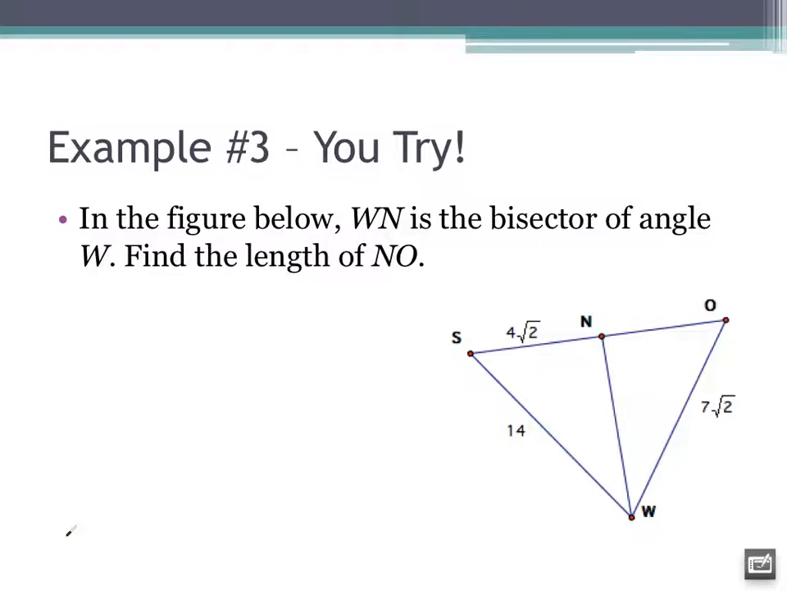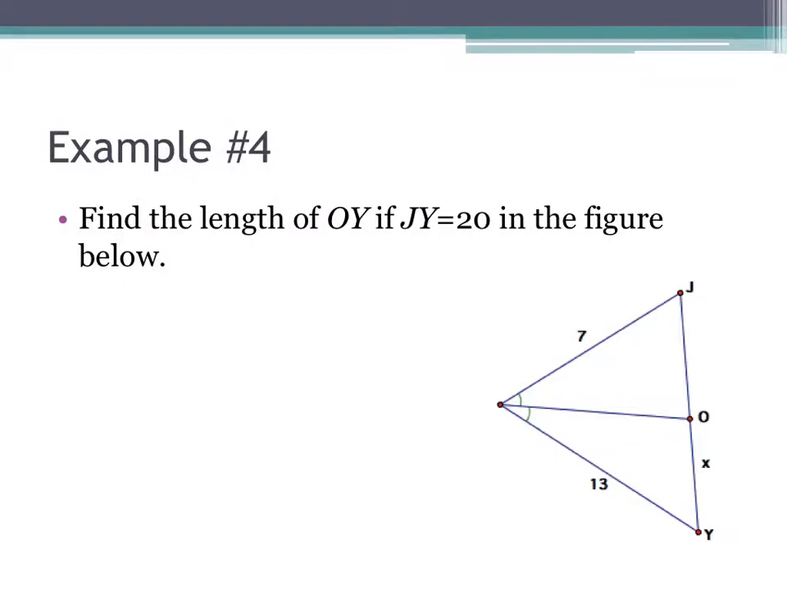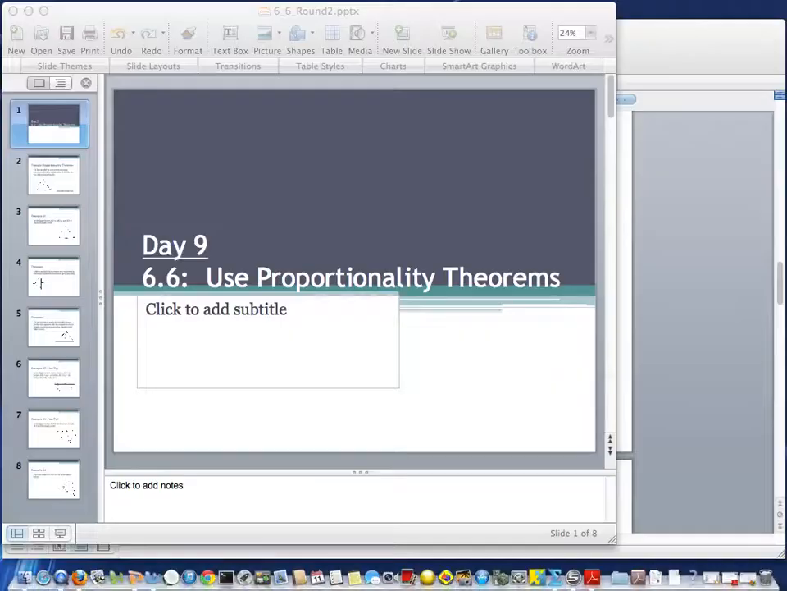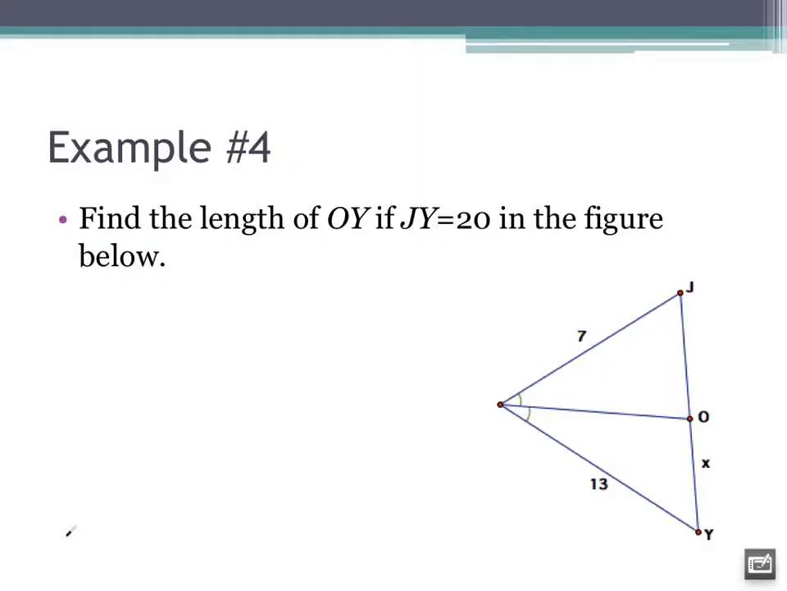Okay, we're going to do one more example. This one we're going to do together, or we're going to set it up together at least. It says find the length of OY if JY is equal to 20 in the figure below. Okay, so we have an angle bisector. So we have these two congruent angles. We know that JY is 20. And you're asked to find OY, which is marked as X.